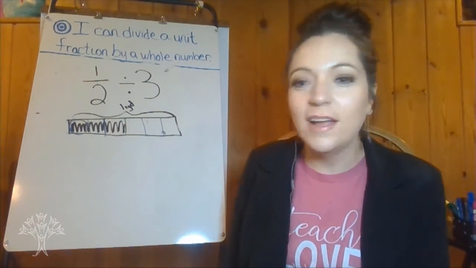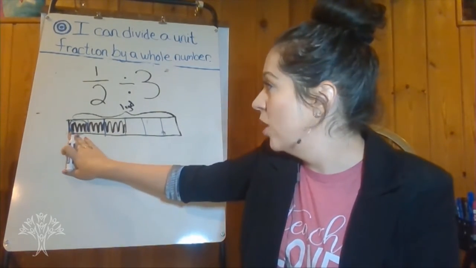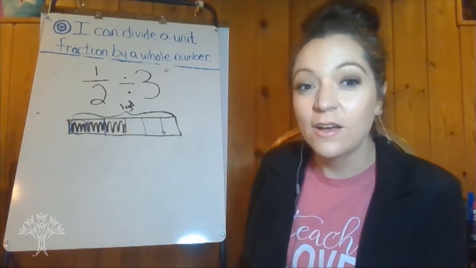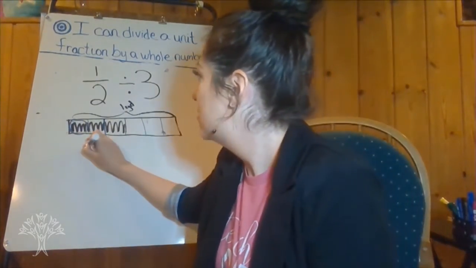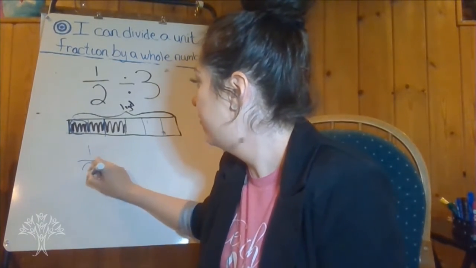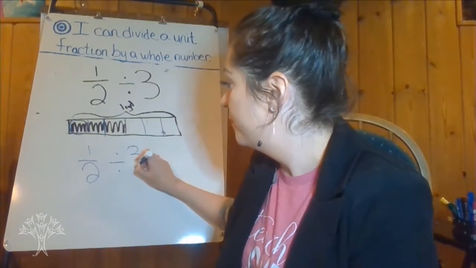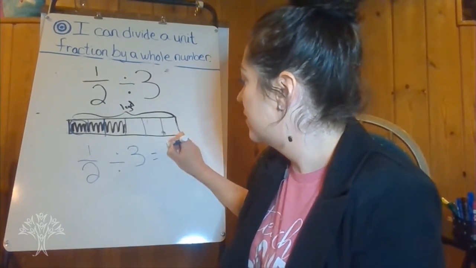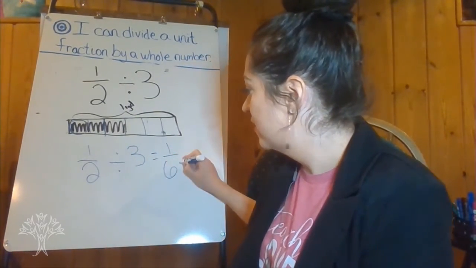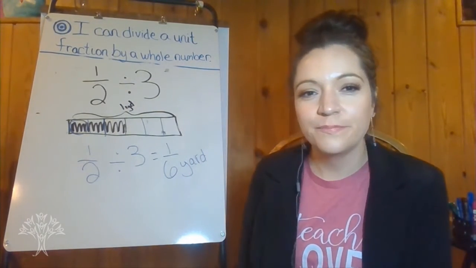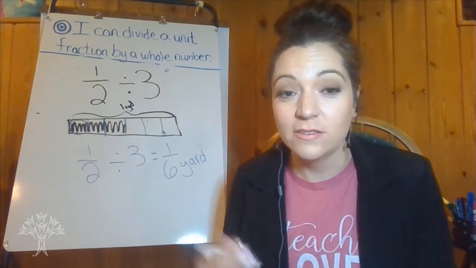There we go. Now I know what fractional part this is. It's 1 out of 1, 2, 3, 4, 5, 6. 1/6. So 1/2 divided by 3 equals 1/6 yard of rope. Great. I hope you're noticing some patterns.